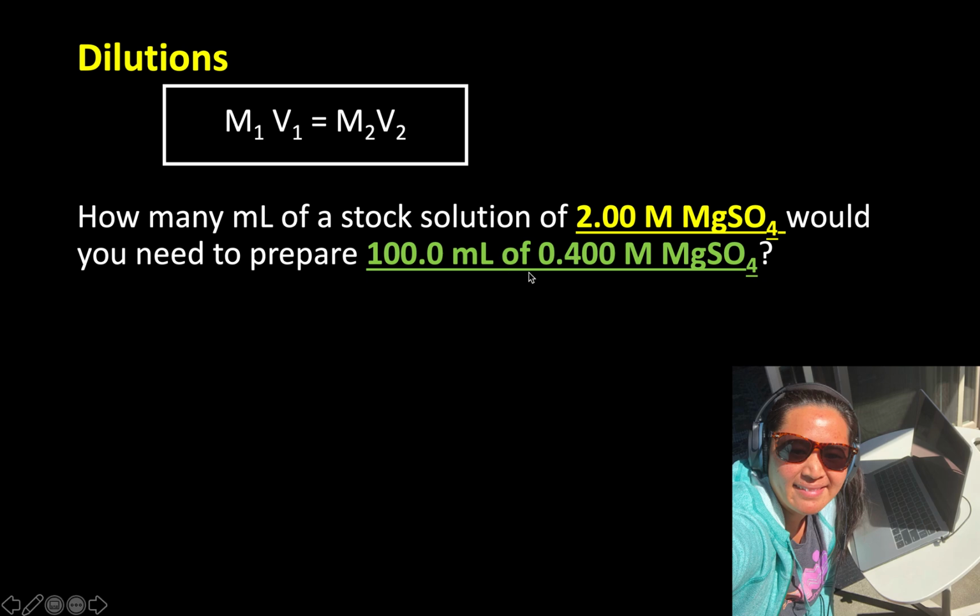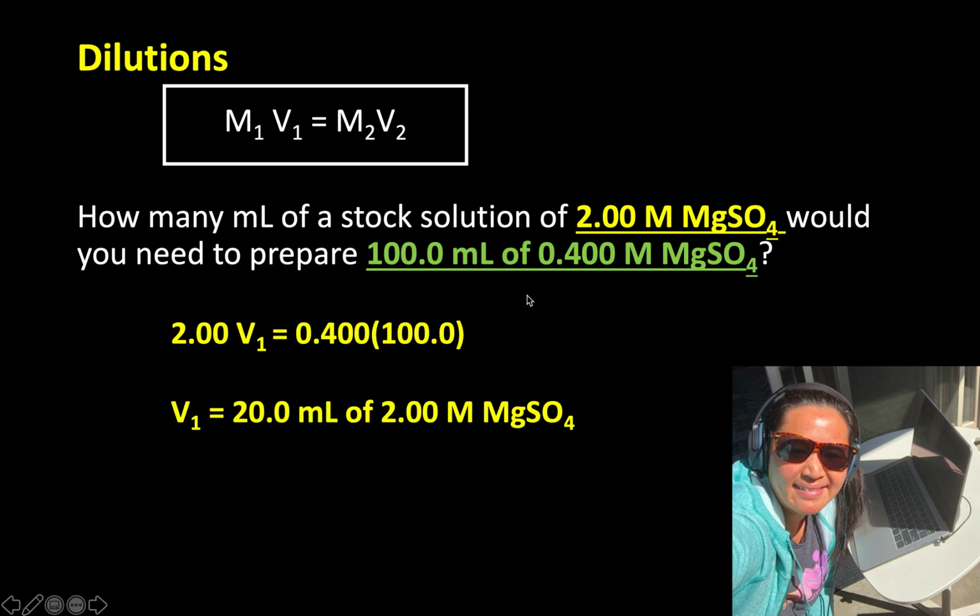Now there's a kind of a hint here with the "of." Often when you see a word problem in math, that "of" means multiply. So the 100 and the 0.4 are going to go on the same side of the equation. So here it is. So 2 times V1 equals 0.4 times 100. When you solve for V1, you should get 20 milliliters of that 2 molar solution. So please pause the video and make sure you can calculate this yourself.